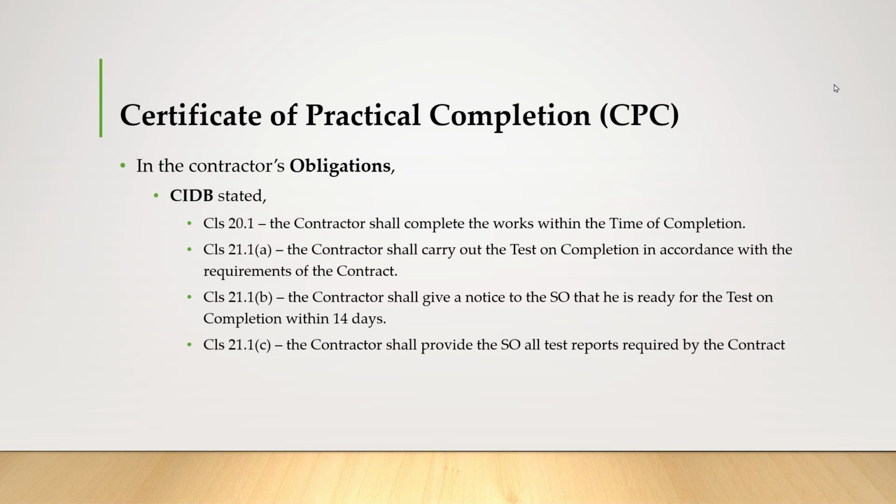So the contractor's obligation in CIDB is stated in clause 20.1: the contractor shall complete the works within the time for completion. And also in clause 21.1a, the contractor shall carry out the tests on completion in accordance with the requirements of the contract. In clause 21.1b, the contractor shall give notice to the SO that he is ready for the tests on completion within 14 days. And also in clause 21.1c, the contractor shall provide the SO with the test reports required by the contract.